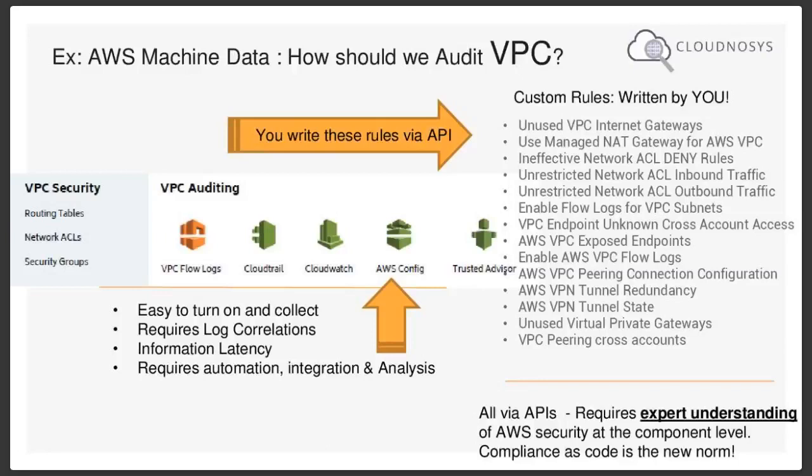And you need to run these rules practically every hour on the hour if your cloud is changing quite a bit. At least you should be running it, I would say, once a day, and then have any alerts generated to take action. So if someone had an ineffective denial rule enabled in an access control list, that's something you can very quickly take action on. Again, it's pretty complex, and it requires expert understanding of AWS at a security level, at a component level. And of course, you need to understand these rules themselves and be able to apply them. So that's one example in VPC.